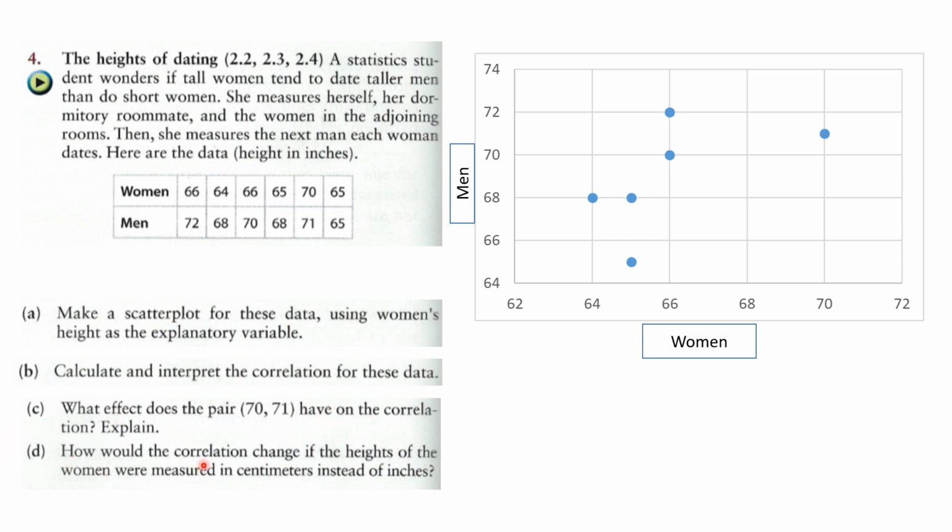And the last question: how would the correlation change if the heights of the women were measured in centimeters instead of inches? Not one bit. The units that the variables are measured in have no effect at all on the correlation. So it would not change the correlation at all.